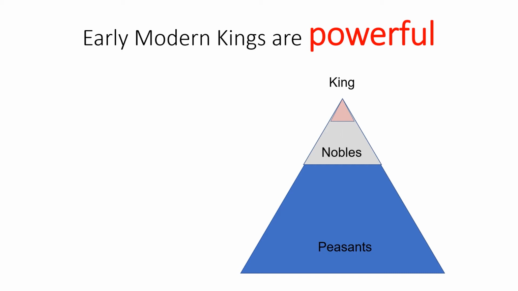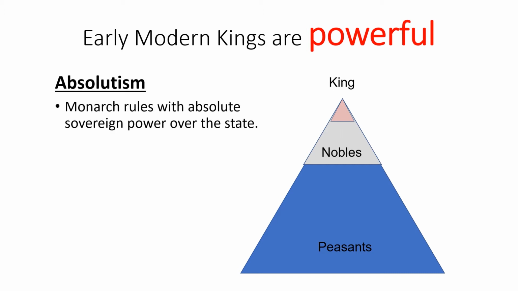As the feudal system declined, so too did the need for noble warriors. Feudal relationships changed from one of service between a noble and the king to one of payments. Kings began to create their own private armies and bureaucracies loyal to themselves. By the 18th century, we see the rise of absolute kings, or what we call absolutism. And now the pyramid is true, with the king at the top, the nobles in the middle, and the peasants at the bottom. Under absolutism, the monarch rules with absolute sovereign power over the state.